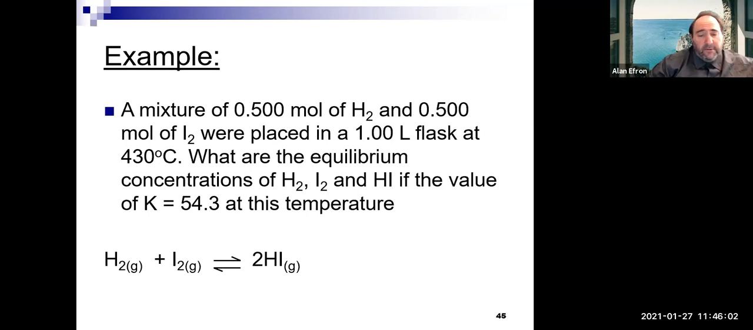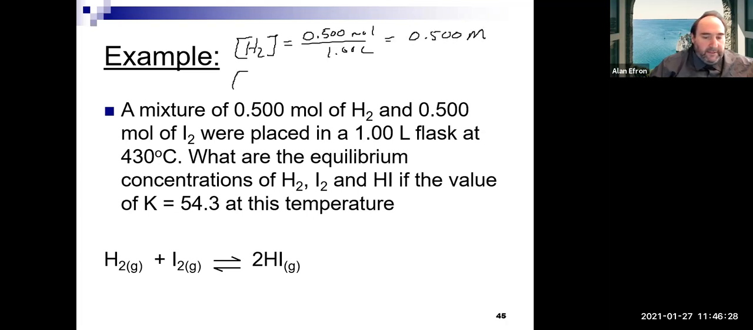We have our initial moles, and we do have the volume, so we can calculate the molarity from that. And in this case, since it is 1 liter for everybody, it makes it relatively easy to calculate the concentration of H2. It would be 0.5 moles per 1 liter, which equals 0.5 molar. Same thing will be done for I2. It will also be 0.5 moles per 1 liter, also giving us 0.5 molar.